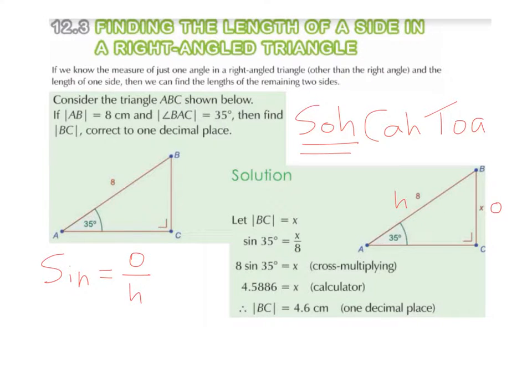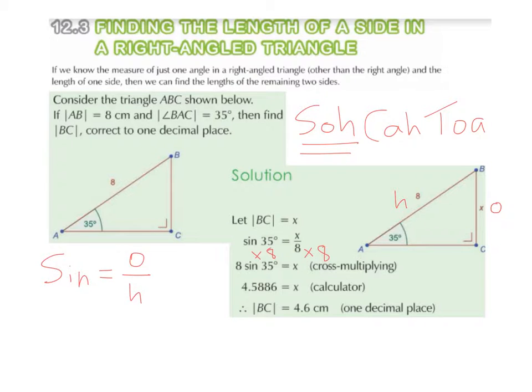So sine is going to be sine of 35 degrees. So we've got sine of 35 degrees equals the opposite, which is x, divided by the hypotenuse, which is 8. So sine of 35 degrees equals x over 8. And we're trying to find x, so we want to get the x on its own. So since this means x divided by 8, the opposite of divide is multiply. So we're going to multiply across by 8 to get the x on its own.